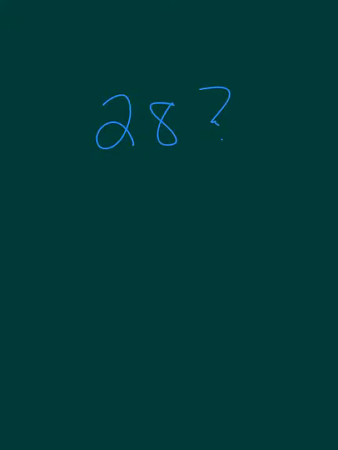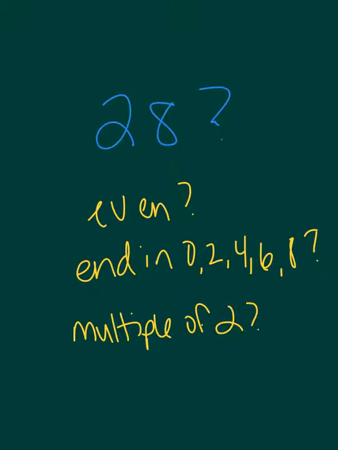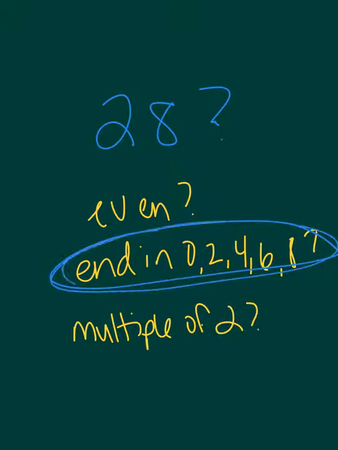So let's take a look at this first number, the number 28, and let's think back to our rules. First of all, we need to identify whether or not it's even. So is it even? Does it end in a 0, 2, 4, 6, or 8? And is it a multiple of 2? This middle statement, does it end in a 0, 2, 4, 6, or 8, is really the only thing you need to remember when you're trying to figure out if a number is divisible by 2.